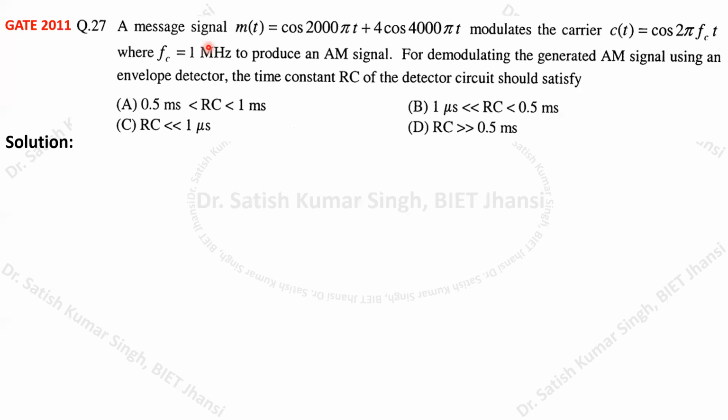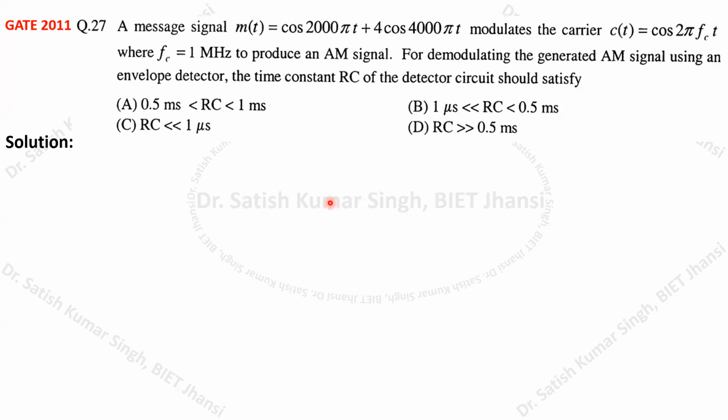Here a message signal m(t) = cos(2000πt) + 4cos(4000πt) modulates the carrier c(t) = cos(2πfct), where fc = 1 megahertz, to produce an amplitude modulated signal. For demodulating the generated AM signal using an envelope detector, the time constant RC of the circuit should satisfy. So here we have to find the time constant RC of the envelope detector circuit, and here are the given options. Let's try to solve this problem.